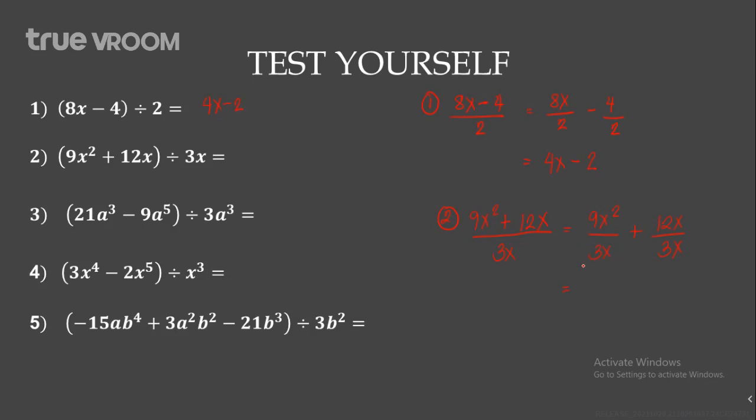We are dividing. 9 divided by 3 is 3. x squared over x, we are subtracting, 2 minus 1 is 1, so 3x. Plus 12x divided by 3x is 4, and x raised to 1 minus 1 is 0. We know that x raised to 0 is 1, so we will not put 1.